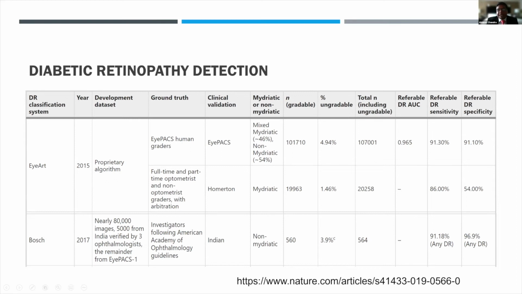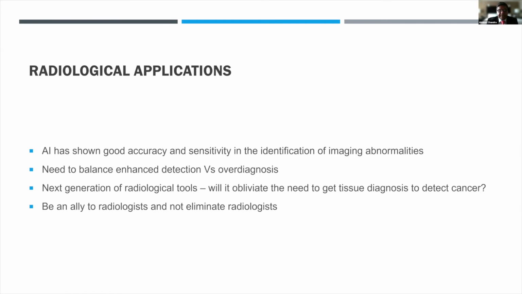Radiological applications, again, there are a lot of startup companies in this realm. AI has shown good accuracy and sensitivity in the identification of imaging abnormalities. But what needs to be really balanced is where you want to enhance your detection, but you do not want to overdiagnose. So marrying the two together is an art, and it will need time to filter out how we can do that. Because underdiagnosis can be a problem, but overdiagnosis also leads to more testing and more interventions, more anxiety for the patient. So we need to have a good balance between the two.